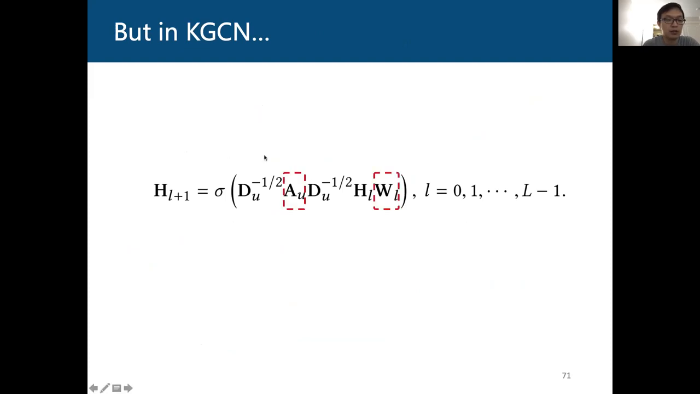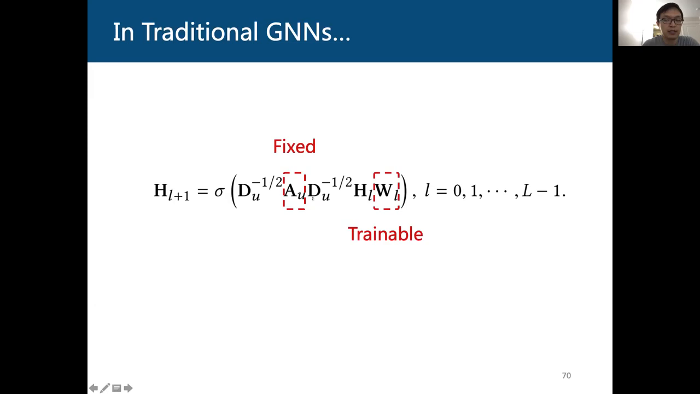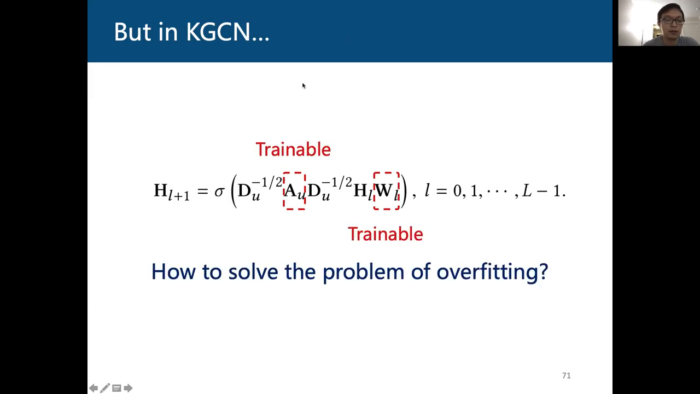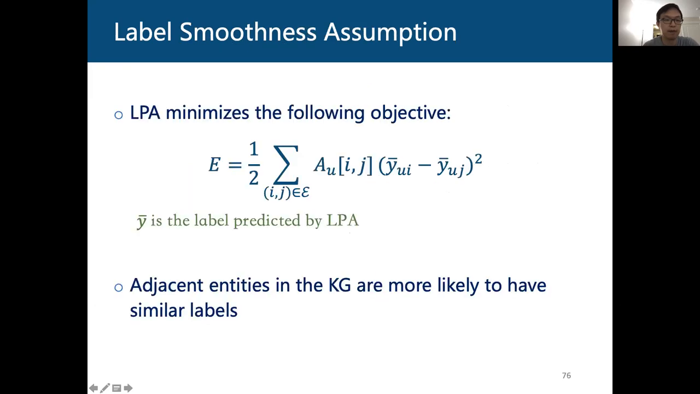This is because in this KGCN, in traditional GNNs, the adjacency matrix is fixed, and we only need to learn this W, right? But in this KGCN, both the adjacency matrix and W require training. So this will increase the risk of overfitting. So in this paper, we introduce an additional term to regularize the learning of this KGCN. We use the label smoothness assumption to add an additional constraint for this model.